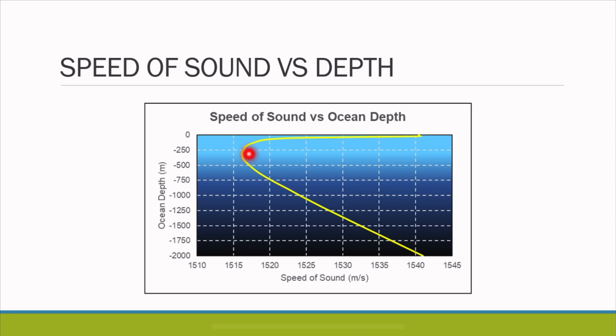So this is the sound speed minimum, and after this range, although the temperature keeps decreasing further and further, it's not as drastic as the pressure increase. The pressure increases linearly, and the decrease of temperature has little effect on the speed of sound, but rather the increase in pressure has a greater effect on the speed of sound, and it keeps increasing. So this is the graph.